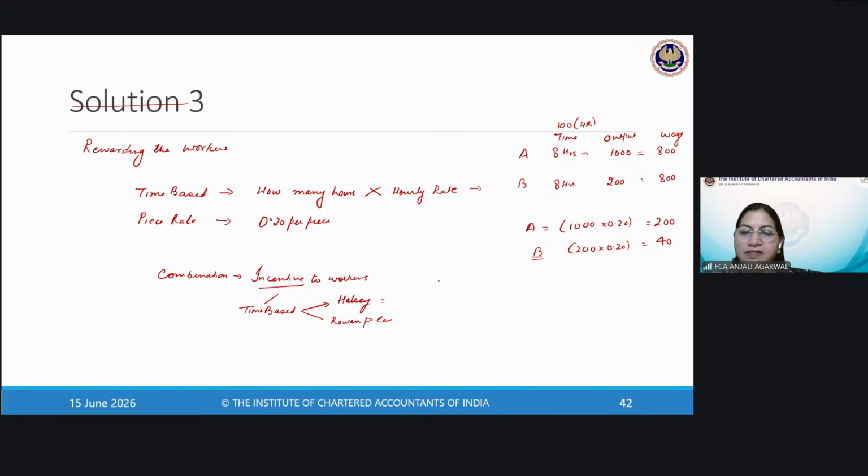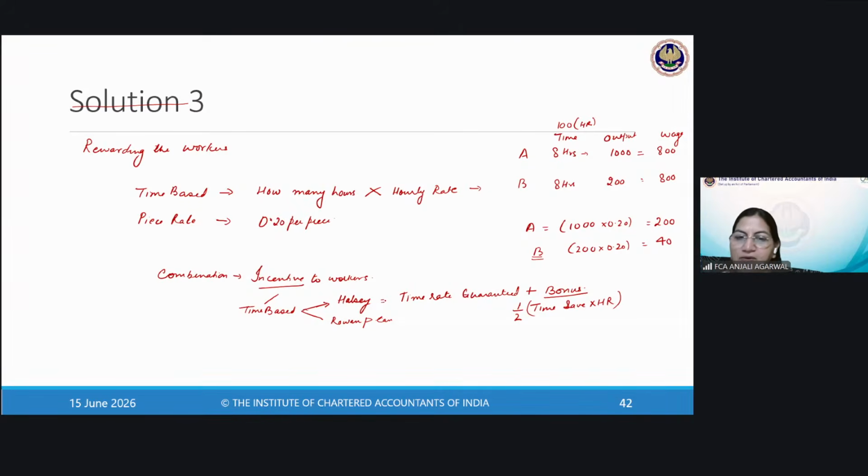Halsey suggested that the workers should be given time rate, but if they are very efficient and they save time, time rate should be guaranteed. But they should also be given some incentive in the form of bonus. And what would be bonus? So bonus would be whatever the time they save because of their efficiency. So time saved into hourly rate is what they have saved the money to the management. Half of it should go to workers. So time rate is guaranteed, plus they'll get a bonus of 50% of the time saved into hourly rate.